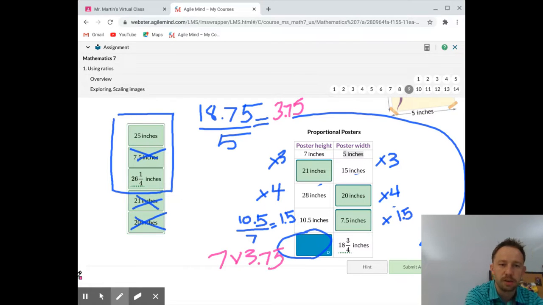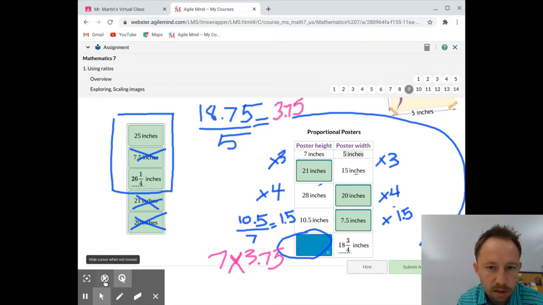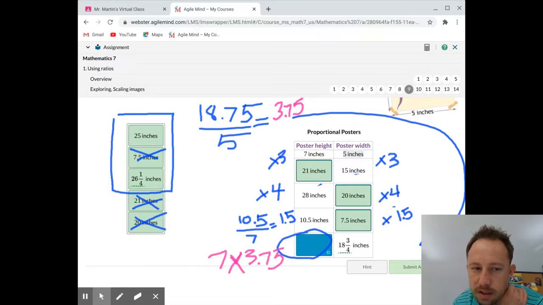Let's see somebody I haven't heard from. Deonti, tell me what that's going to be. Seven times 3.75, Deonti. 24.5. You said 24.5? All right, Najela, what'd you get? 26.25. Okay. So I'm trying to think what went wrong with Deonti's.